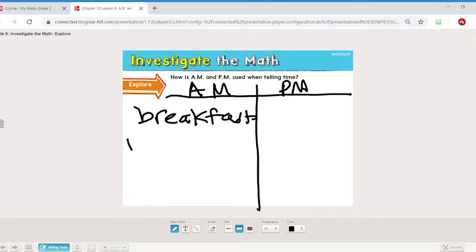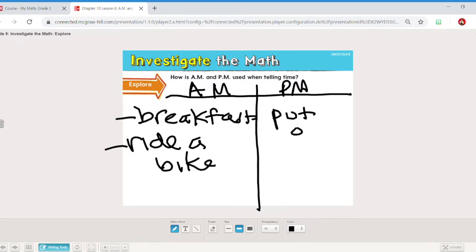I might go ride a bike at this time. And then I might put on my PJs at this time in the PM, and I might eat dinner.